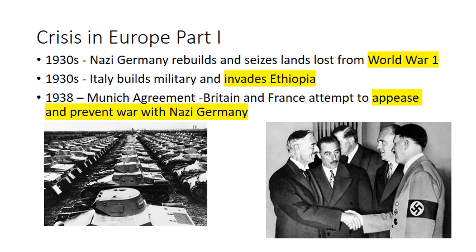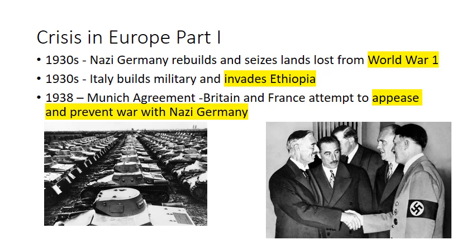The purpose of these fascist and communist leaders was to rebuild their nations. There's a large focus on industrialization and militarization. And in the 1930s, Nazi Germany begins to violate the Treaty of Versailles by rebuilding their military and finding loopholes in the restrictions on the size of their military forces. And they begin to seize lands that they'd lost following their defeat in World War I. Italy builds up its military and invades the East African country of Ethiopia.